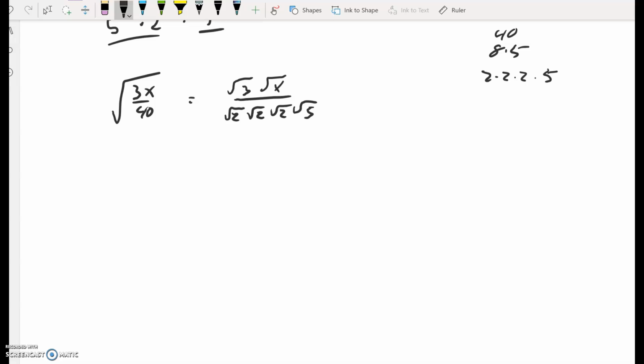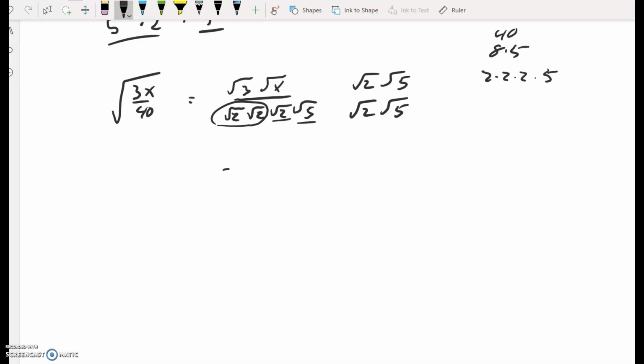Now we're trying to rationalize the denominator. That's the goal in these problems, to make the denominator be a root-free number. So we analyze what we got. We got a couple of these. That's going to make a regular 2. But we need one more to match this and one more to match this. So we're going to have to multiply the bottom by a square root of 2 and a square root of 5. So we're going to have to multiply the top by a square root of 2 and a square root of 5.